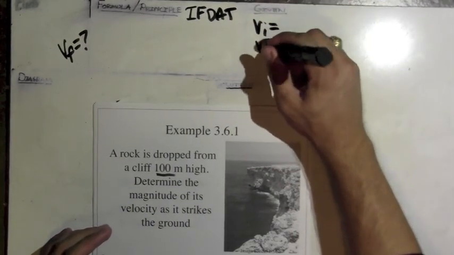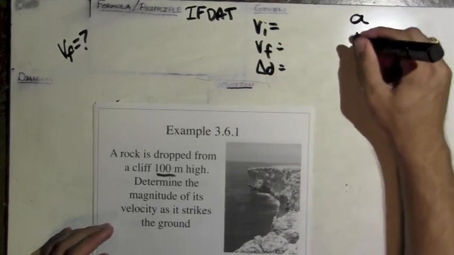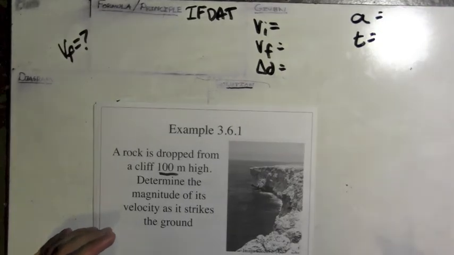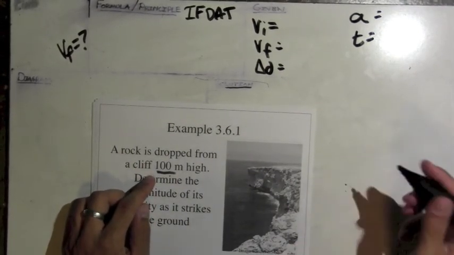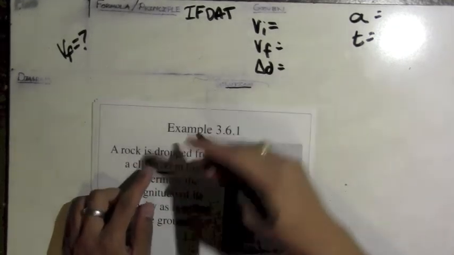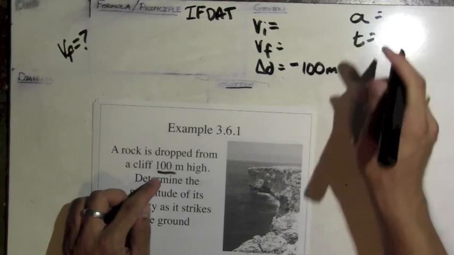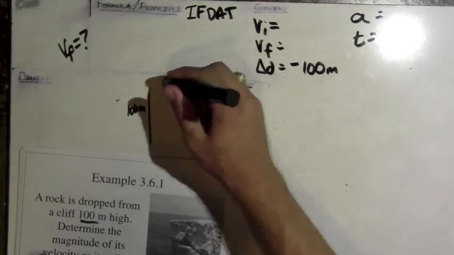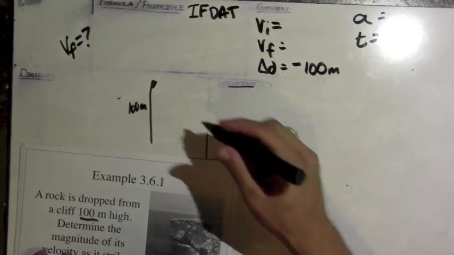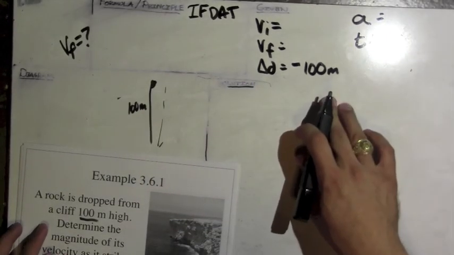So we're going to do our kinematics, and we're going to see what we've got. So the first thing it says is a rock is dropped from a cliff 100 meters high. For some reason a lot of people want to put 100 meters, but the displacement is actually negative 100 meters, because it's going to start 100 meters above the surface of the ground at 0. And so it's actually going to fall in the negative direction 100 meters.